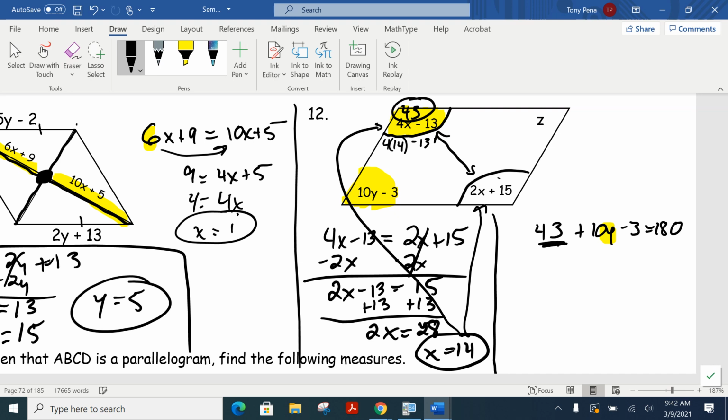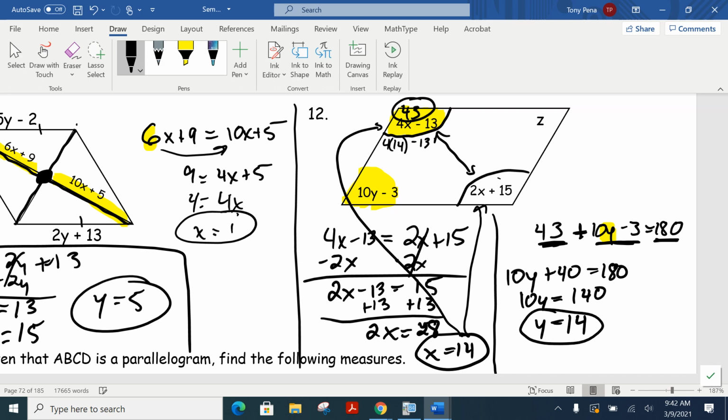So take the 43 degree angle, now add that angle that was defined in terms of y. The sum of these must be 180 since they're supplementary. Combine your like terms then. So 10y plus 40 equals 180. And then we should be on our way. This is a nice one, so we get 140. Oh, well, that's convenient. y is also 14. Okay.